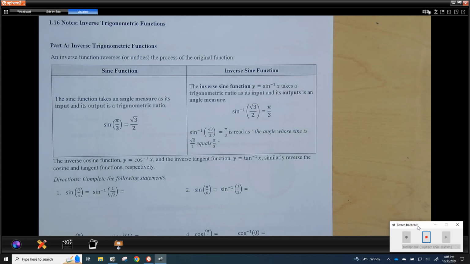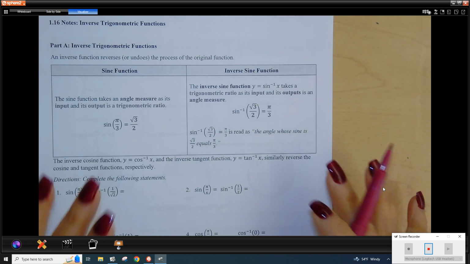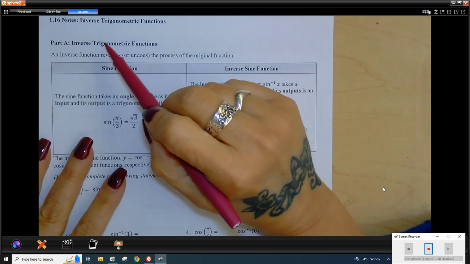Today I am doing 1-16. Here we go. Took me a minute to get everything set up. Anyway, 1-16, inverse trig functions.